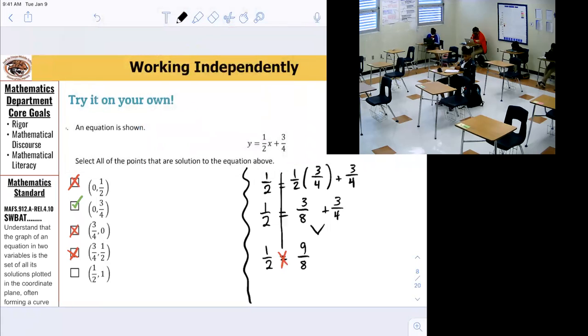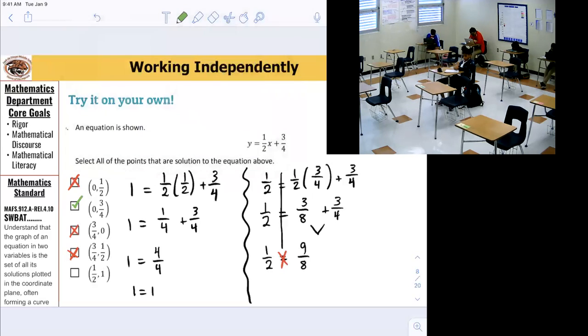Now for y, I'm plugging in 1. And for x, I'm plugging in 1/2. All right. What is 1/2 times 1/2? 1/4. 1/4, good. Can I add these up? Yes. What's 1/4 plus 3/4? 1. Right, because if you add it up, you get 4/4, but I know that 4/4 is the same as 1. So we got an answer. This one's correct, and we're good.